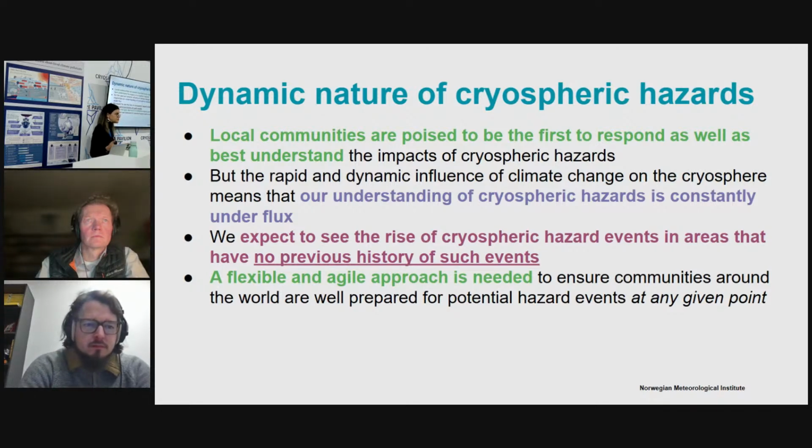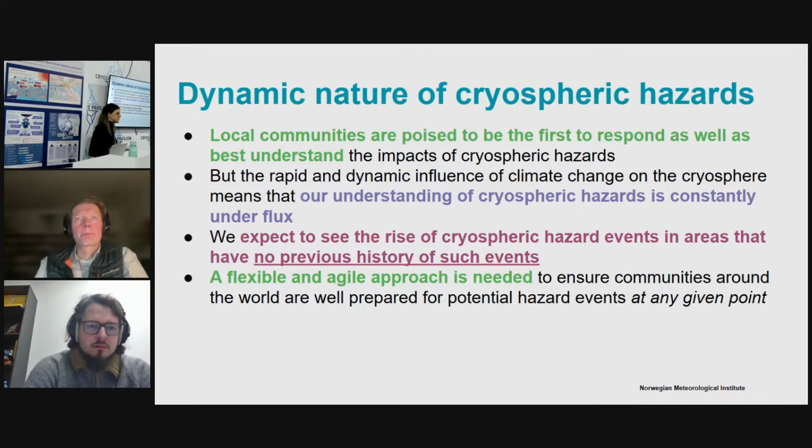As our cryosphere is changing, new communities are coming under risk. Their capacity could also be even more limited. So what we're seeing now is not an example of what's to come. It will probably be much more. So the idea is that we really need to have a flexible and agile approach to make sure that all communities are able to understand their potential risks, not just right now, but in 1 year, 2 years, 5 years, 10 years, and to work with that kind of information, with scientists, to understand how we can better adapt.